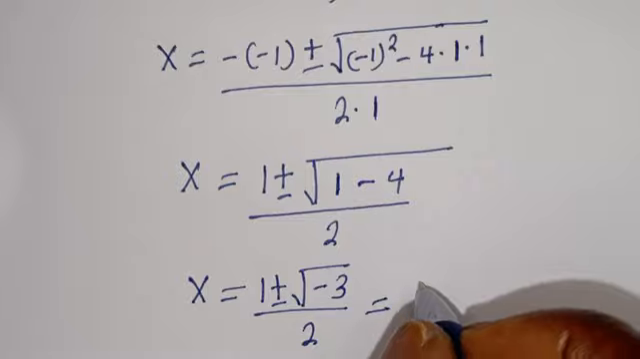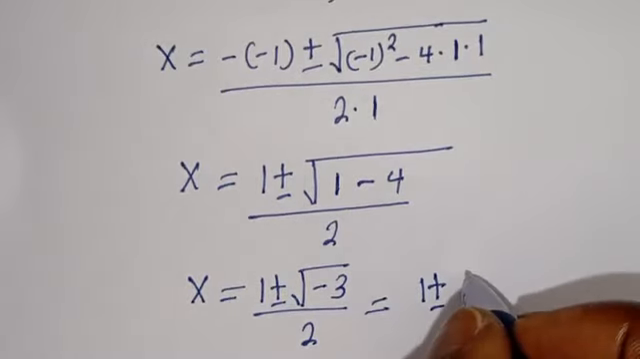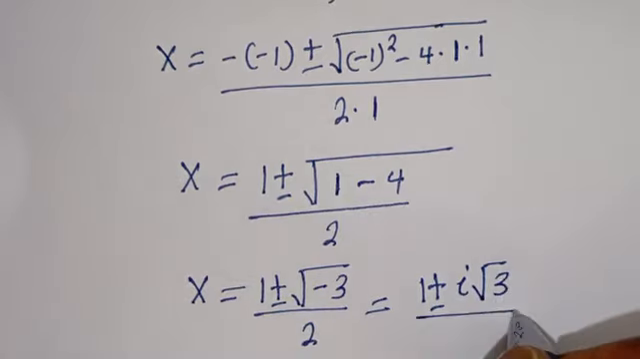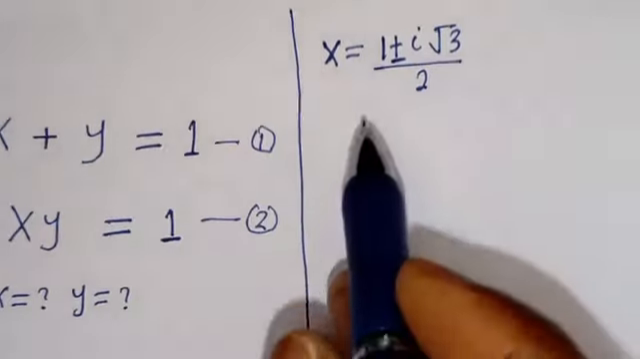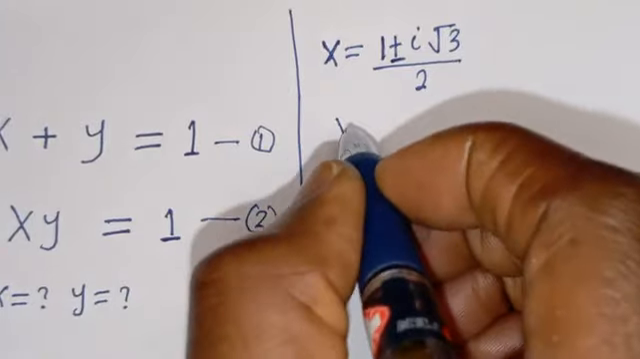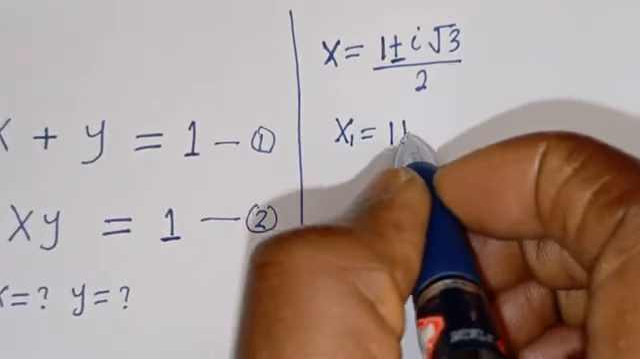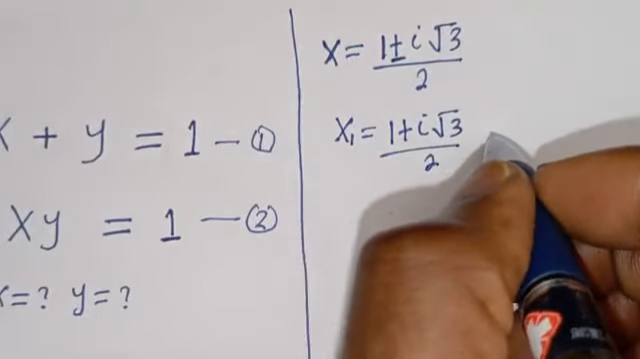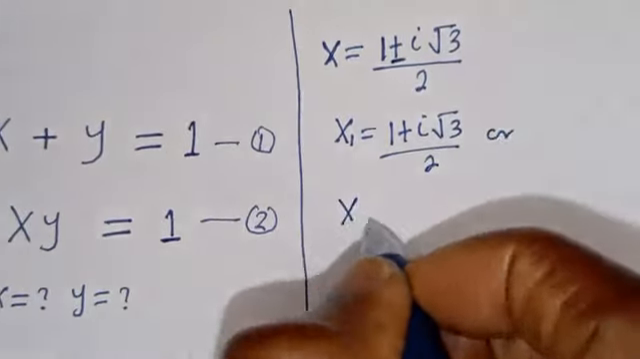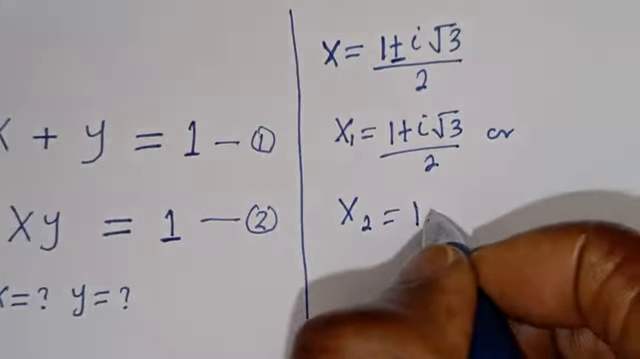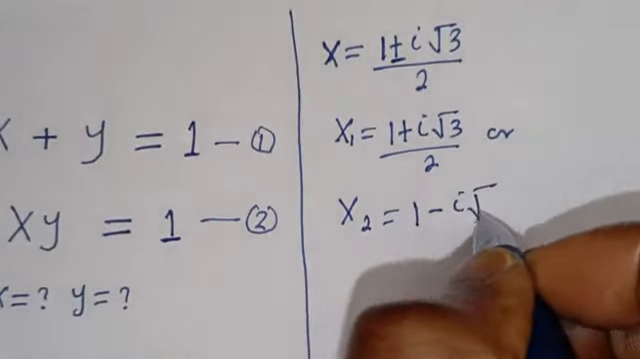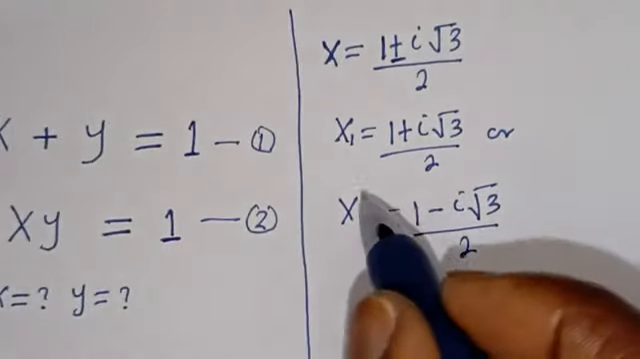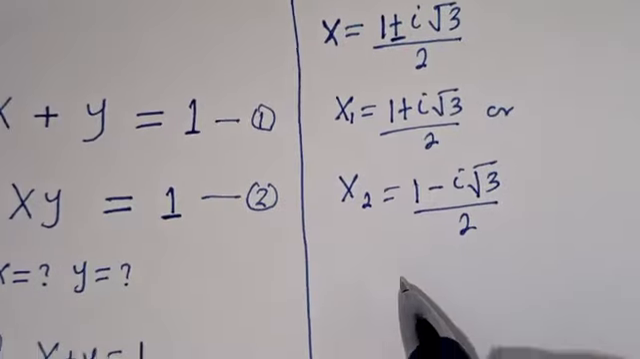And this is equal to 1 plus or minus i square root of 3 divided by 2. Therefore, x1 is equal to 1 plus i square root of 3 divided by 2, or x2 is equal to 1 minus i square root of 3 divided by 2. We've gotten the value of x1 and x2. We can solve for y1 and y2.